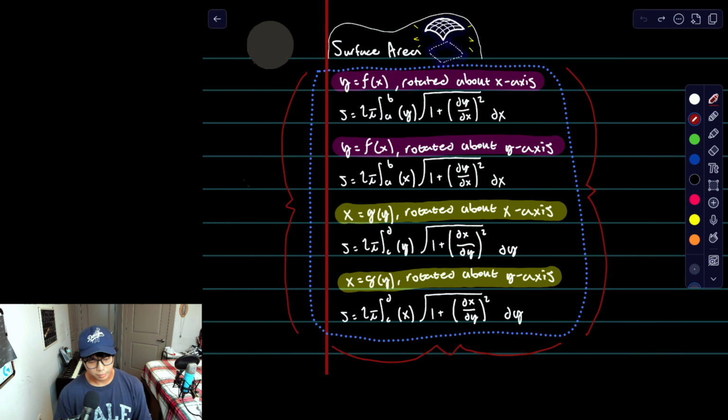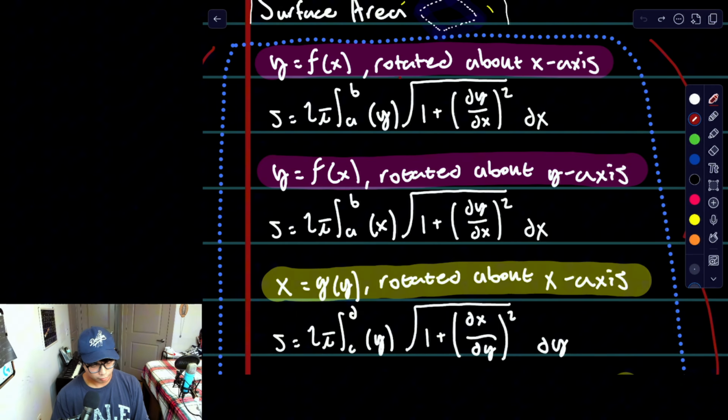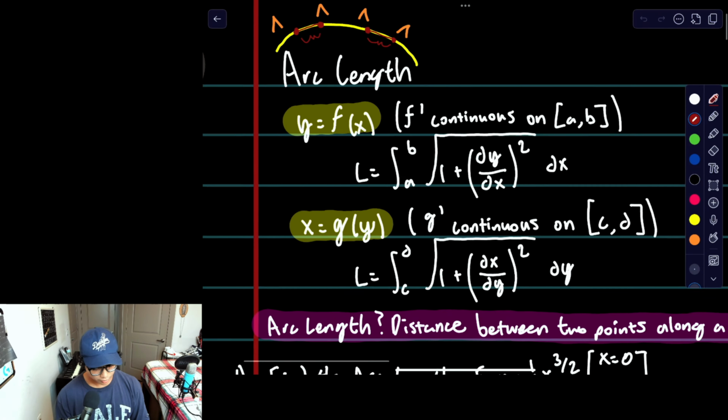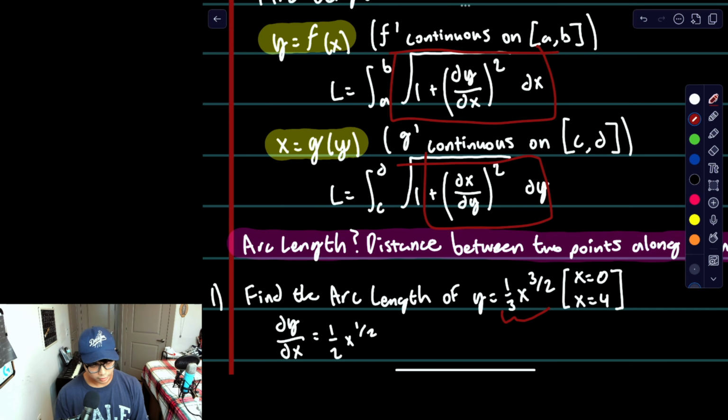Now the reason this is so similar to shell method is because we are revisiting the 2 pi as well as our radius, which here is x or y, depending on which axis you're rotating about. But this time we are multiplying with the arc length formula, which if you recall over here in my notes is the square root of 1 plus (dy over dx) squared or (dx over dy) squared, depending on what your function is.